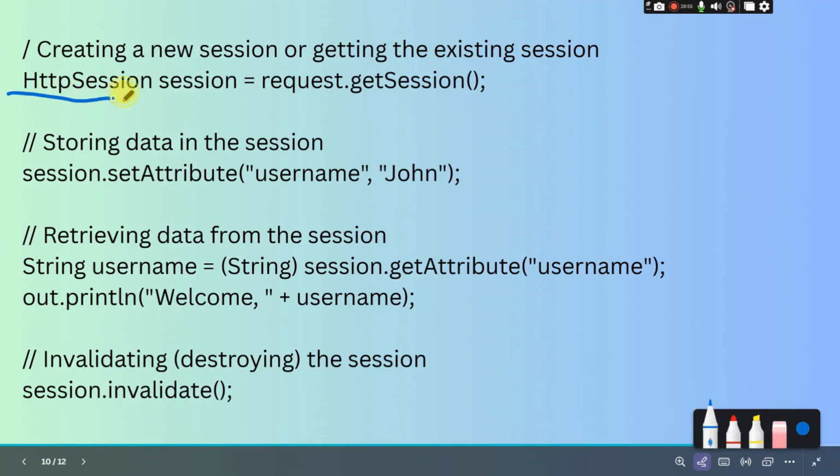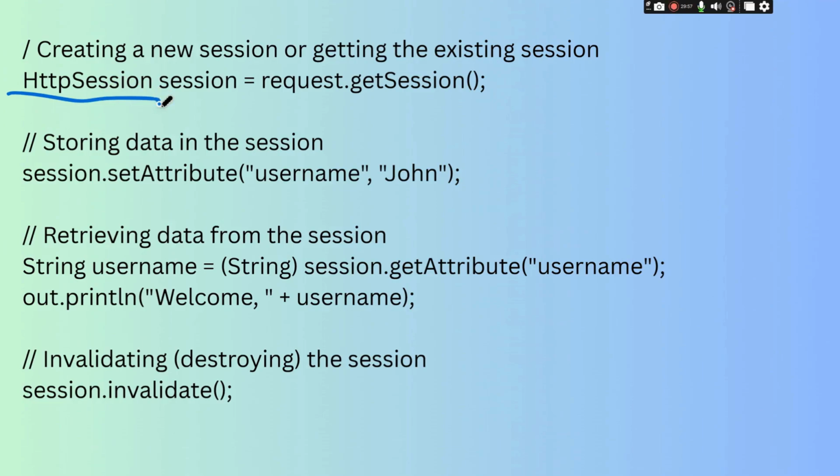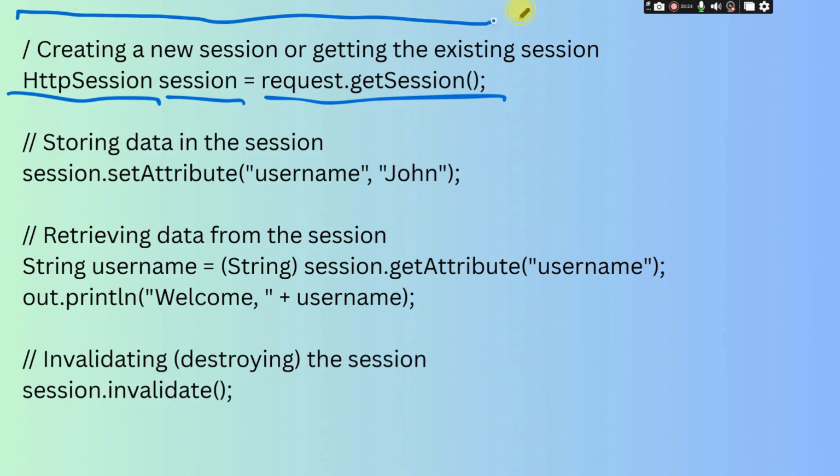This is the HTTP session class, the default class present for creating sessions. The object name is session for the HTTP session class. Here, request.getSession. Can you follow? Actually we are using three types of classes: HTTP request, HTTP response, and HTTP session. All these things will be written in this main method, public static void main.